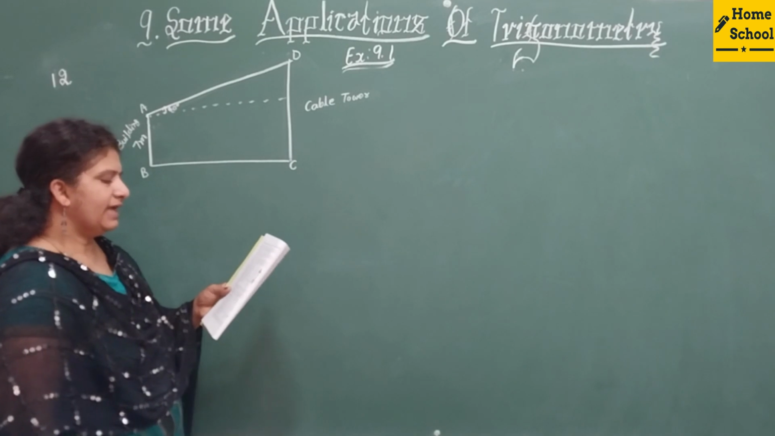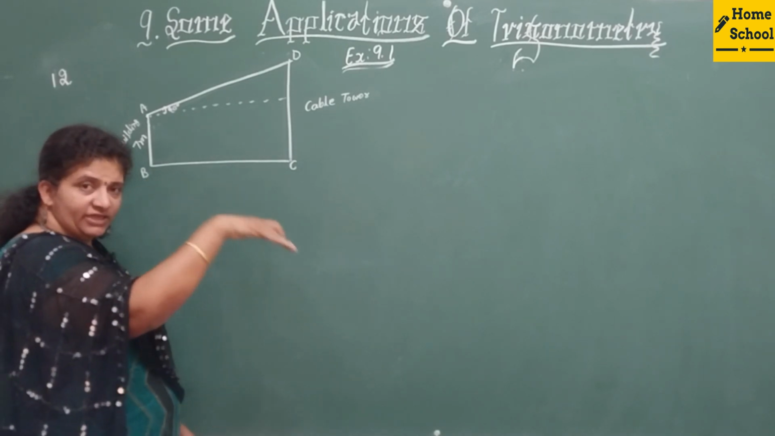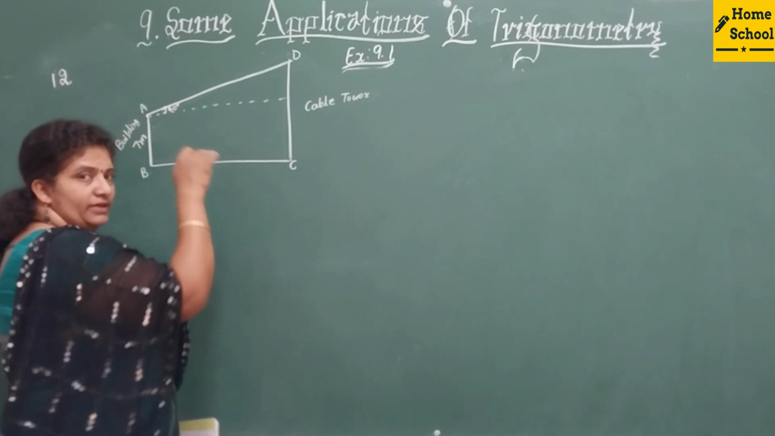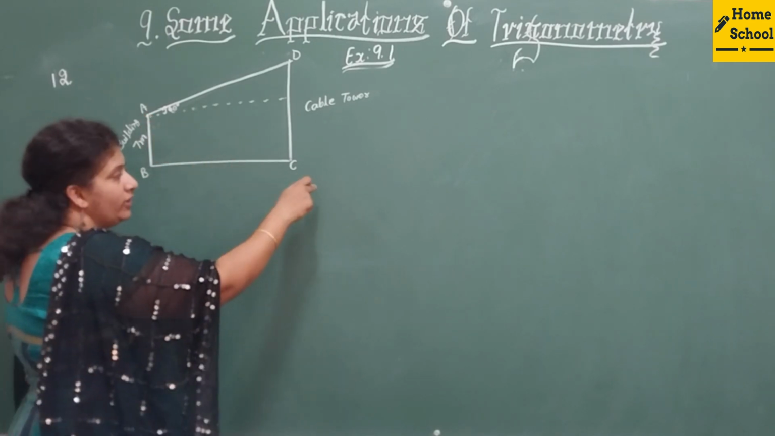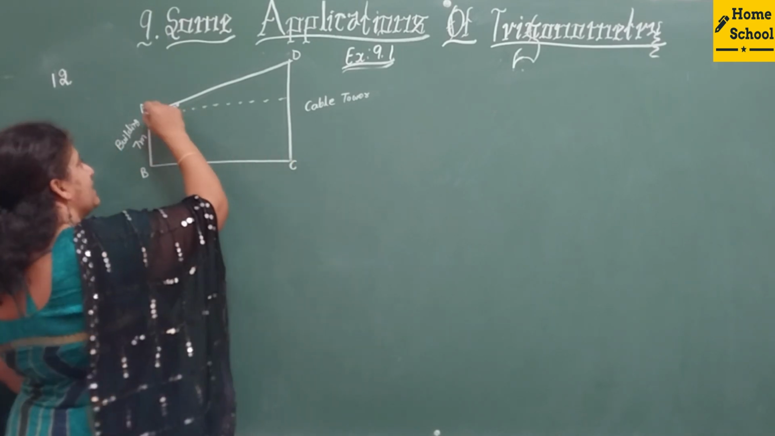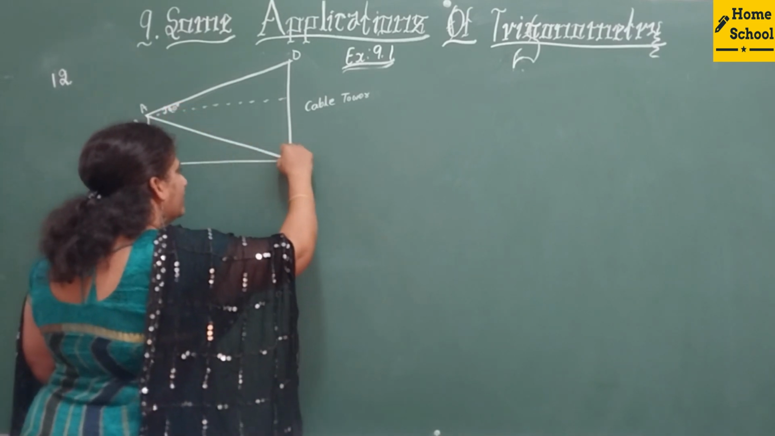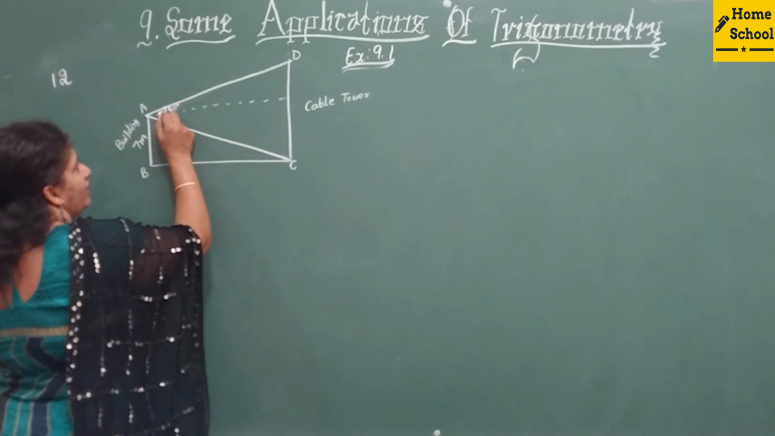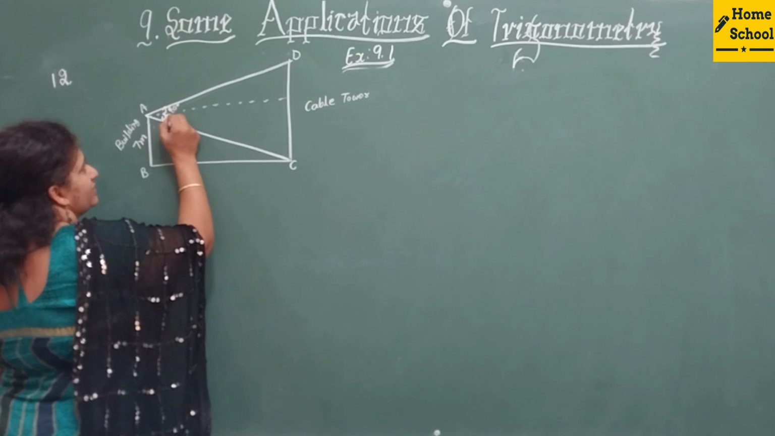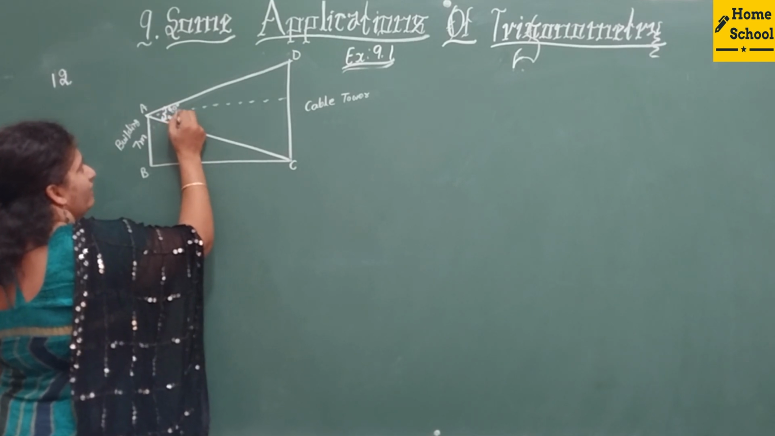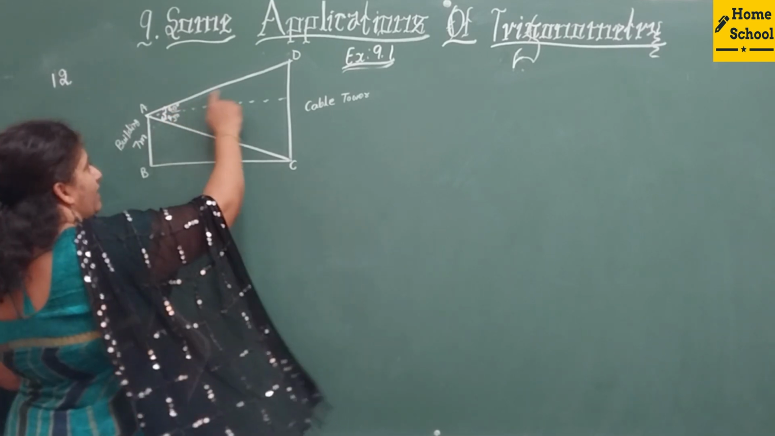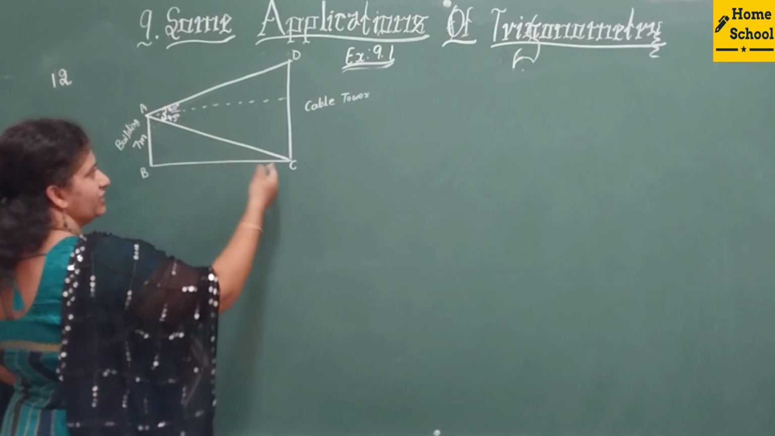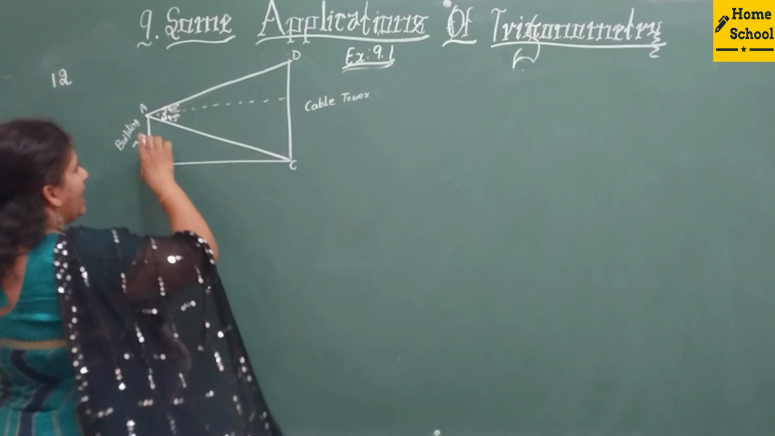And the angle of depression means downward. Depression from A point to the foot of the tower means C. From here to here, depression is 45 degree, like this. This is 45 degree. Elevation 60 degree, depression 45 degree. What is the height of the building?